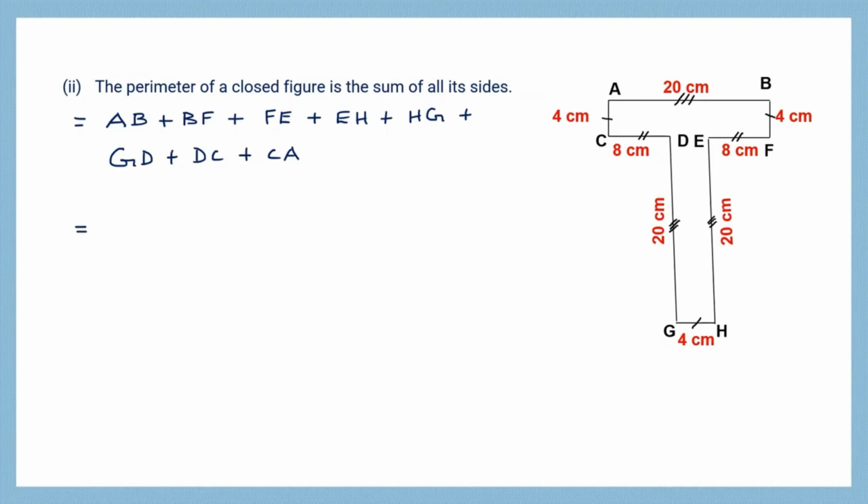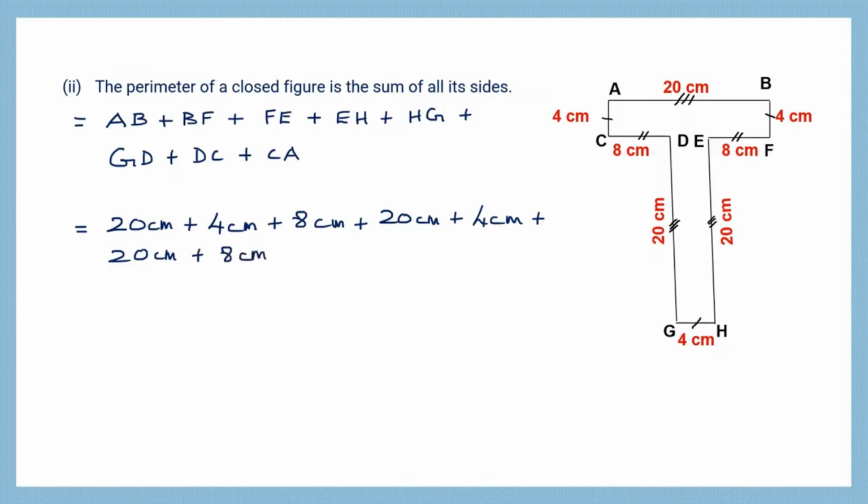Now let's substitute the values. AB 20 centimeters, BF 4 centimeters, FE 8 centimeters, EH 20 centimeters, HG 4 centimeters, GD 20 centimeters, DC 8 centimeters and CA 4 centimeters.